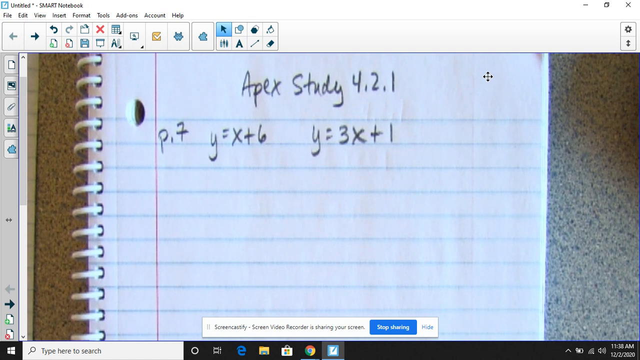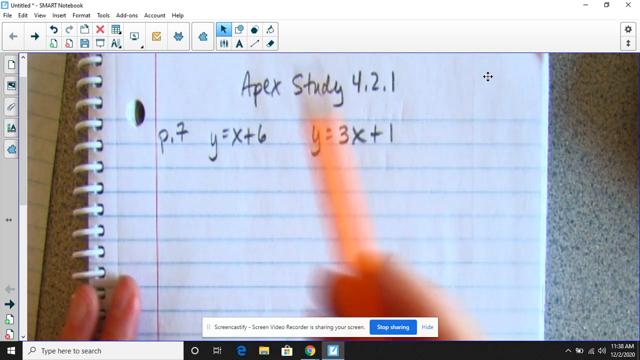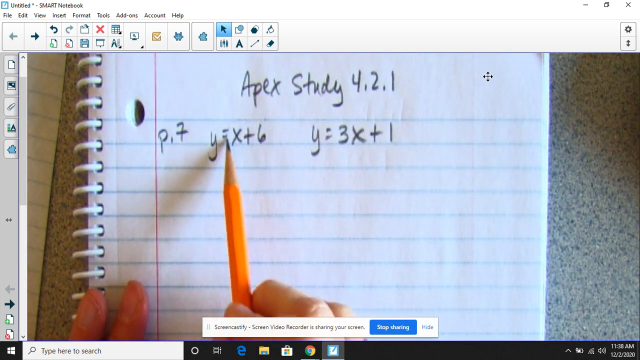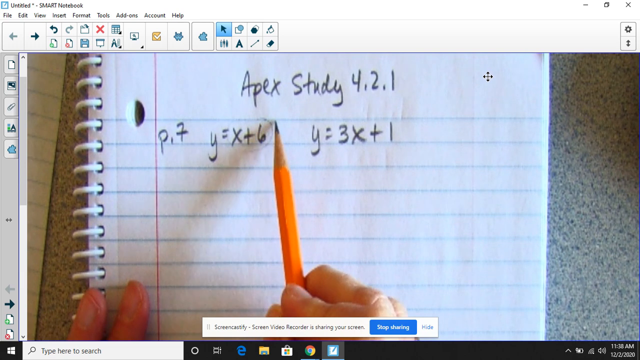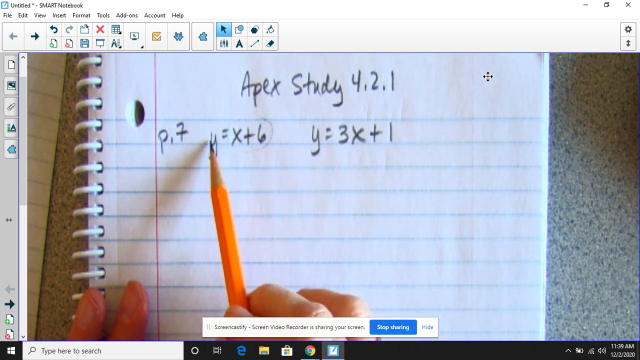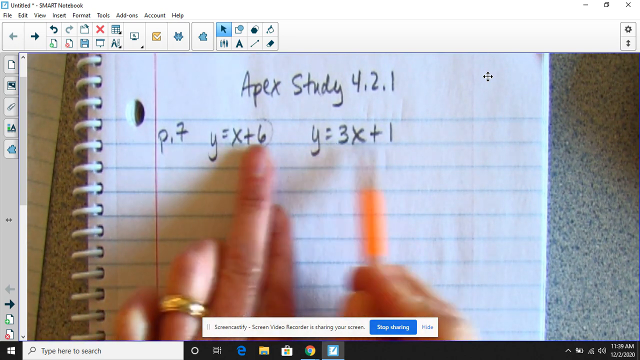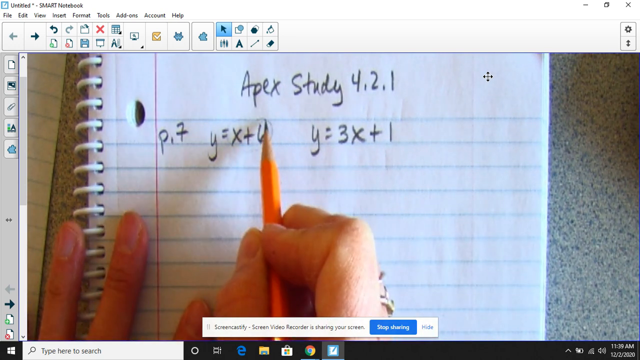So this could possibly be something on the non-calculator active part of your EOC at the end of the year, where you can't just use Desmos, where you have to use your paper and pencil. So substitution is exactly what it says. You're going to substitute one thing for another. We could either put x plus 6 in the place of this y, or I could even put 3x plus 1 in the place of this y, because both of them say y equals this, right? So these 2 things must equal each other.